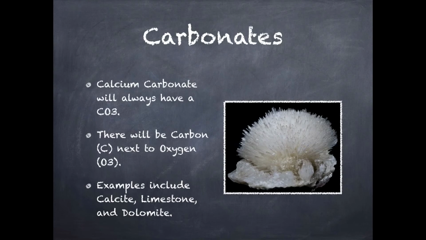Okay, carbonates. The next group you're really going to need to know about is calcium carbonates. These will always have CO3, with C representing carbon next to oxygen, or 3 molecules of this, which will be O3. Examples include calcite, limestone, and dolomite. Remember, limestone will react with acid.